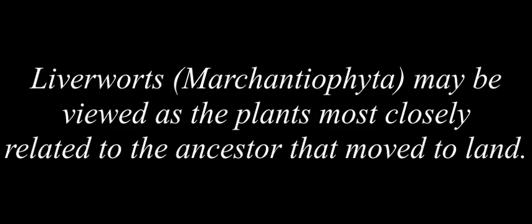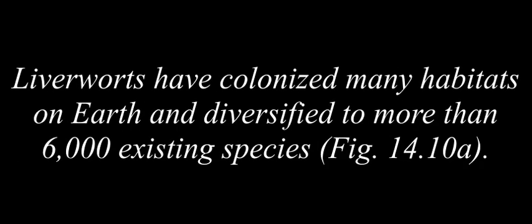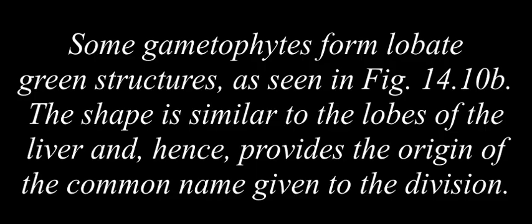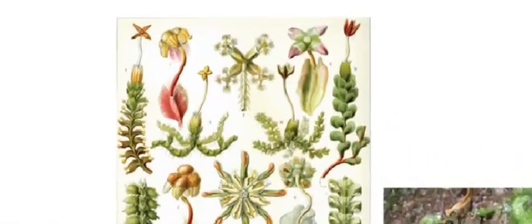Liverworts. Liverworts, Marchantiophyta, may be viewed as the plants most closely related to the ancestor that moved to land. Liverworts have colonized many habitats on Earth and diversified to more than 6,000 existing species. Some gametophytes form lobate green structures, as seen in Figure 14.10b. The shape is similar to the lobes of the liver and hence provides the origin of the common name given to the division. Figure 14.10.